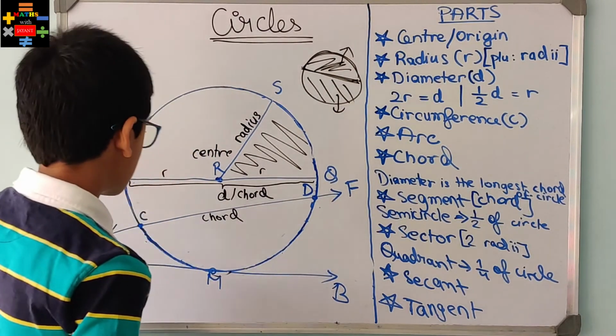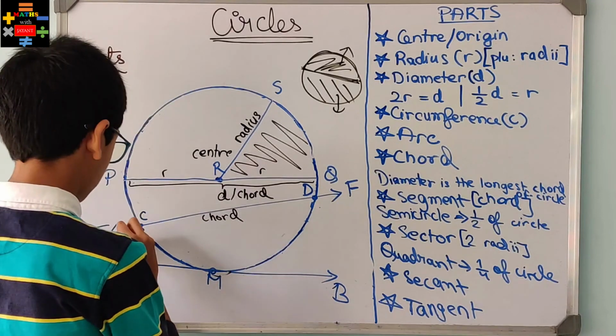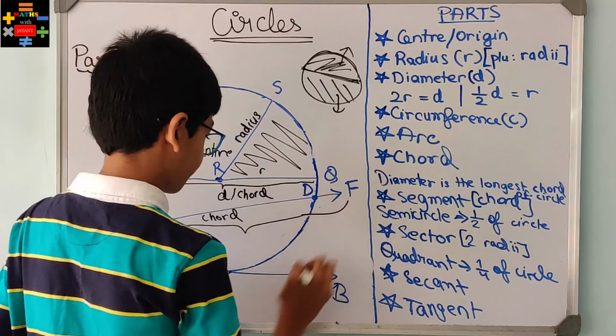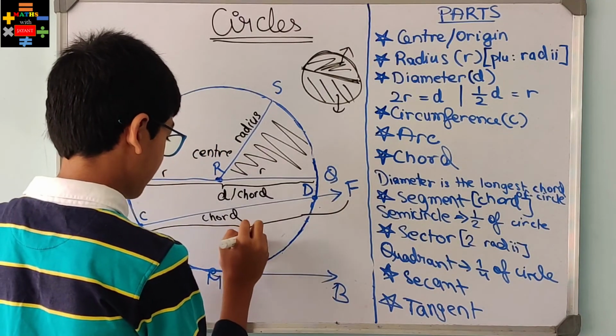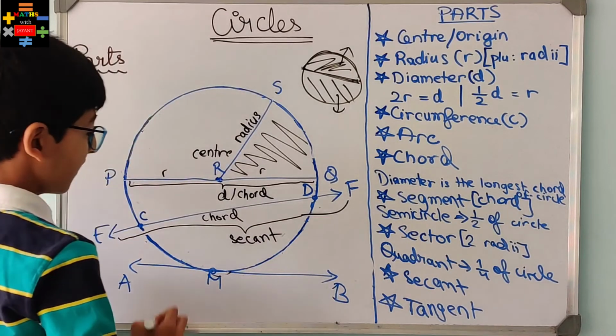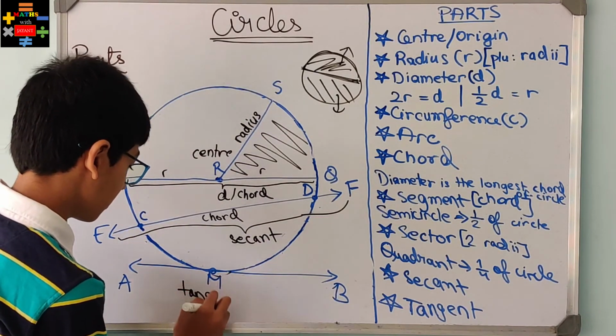Now what about the secant? The secant is going to be the whole EF. This whole EF is going to be the secant. Secant means it passes through the circle. And this tangent is going to be AB.